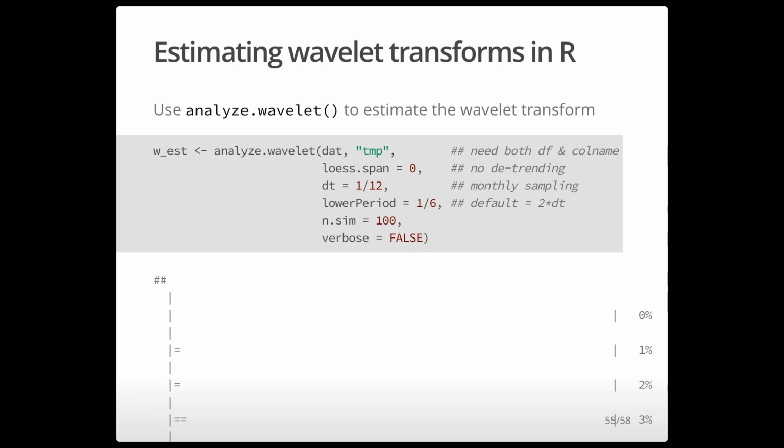The time step, dt. It calls it frequency, and we talked about this with respect to the ts function. Basically, you want this to be fractional. So it's 1/12 if you have monthly, 1/24 if you have hourly data.